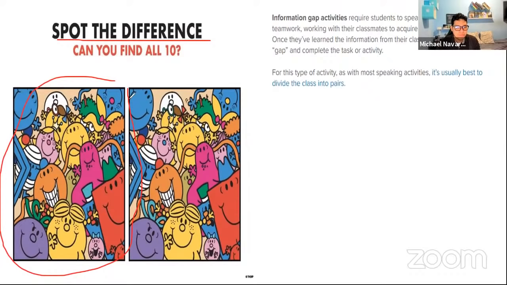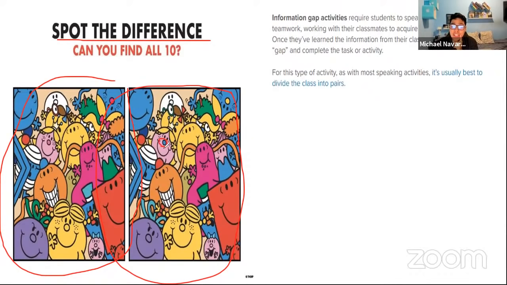So as you can see, I am going to show to my students two different pictures. Student A has one picture and student B has a different picture, right? Now, student A has to describe the picture to student B. And student B has to describe the picture to student A. And they will notice that there are things that are not similar. For example, in my picture, I can see a girl whose nose is blue.